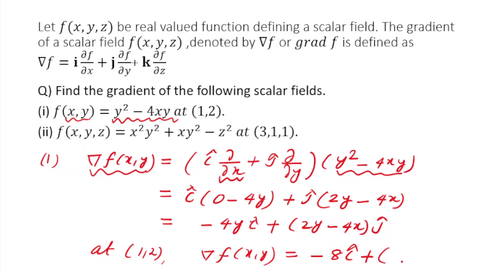here if I put the value of y equal to 2, I will get 4, and if I put x equal to 1, also I will get 4. So 4 minus 4j, so this quantity will become 0, so I just get the gradient value, that is minus 8i. So here the direction of gradient is in the negative direction of the x-axis, that is minus 8i.